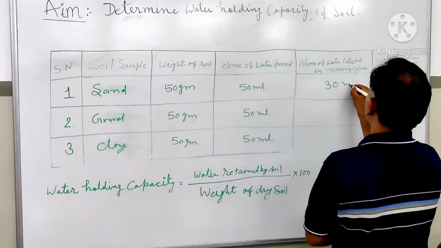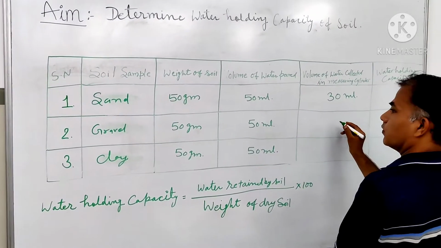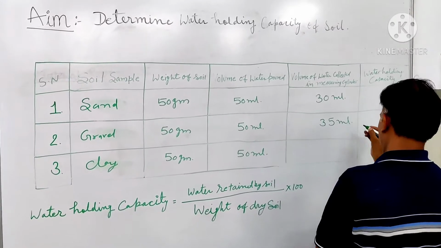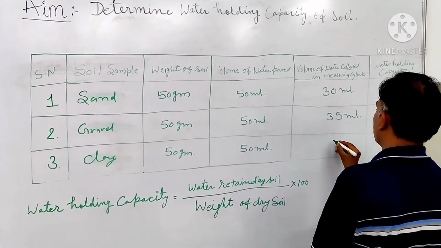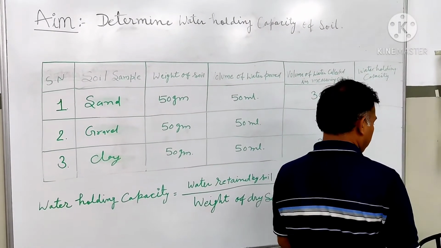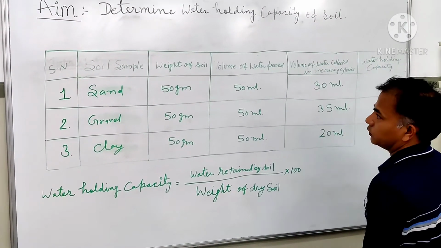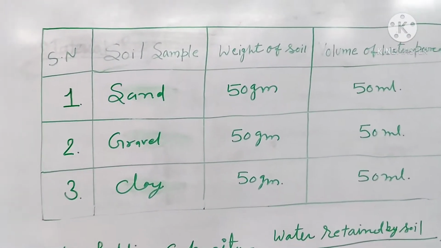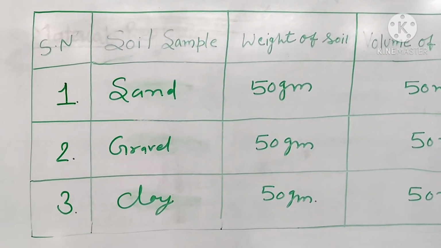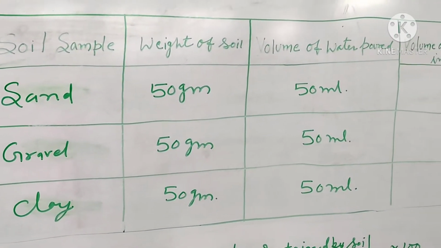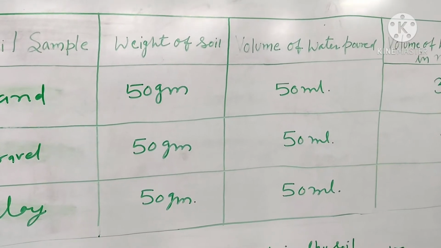So now the values which we calculated over there, we are putting these values in the table for the observation. If you see, this is the table in which 6 columns are there. The first is the serial number, in the second column the names of the soil samples are written: sand soil, gravel soil and clay soil. In the third column, the weight of the soil.